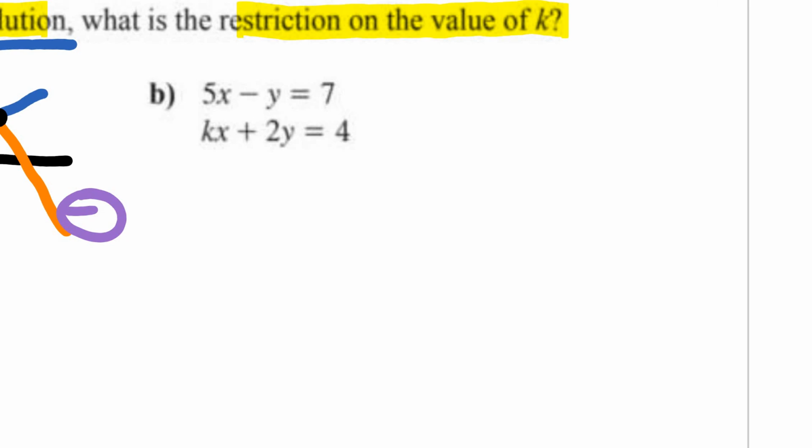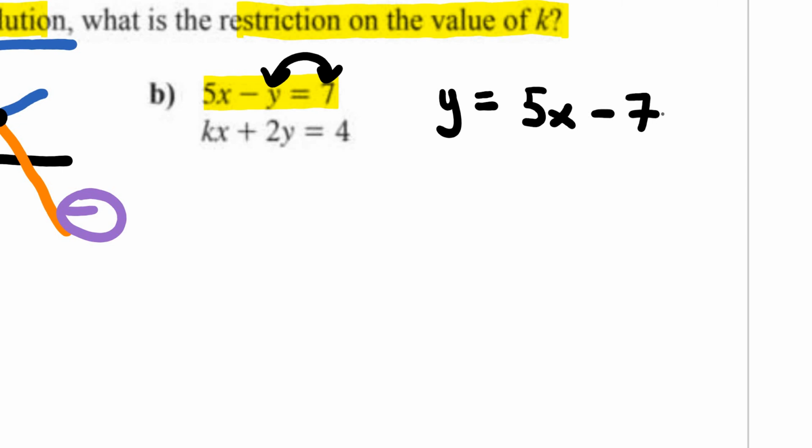Okay, let's do letter B now. The very first thing you need to do is write each equation in the form y equals mx plus b. For the first equation, I'm going to interchange these two pieces here, so y equals 5x minus 7. There's the first equation in the form y equals mx plus b.